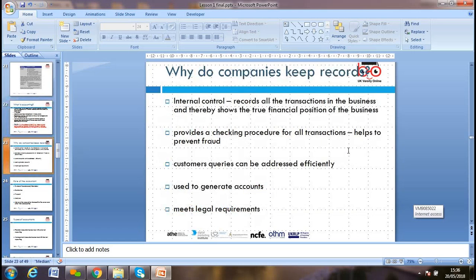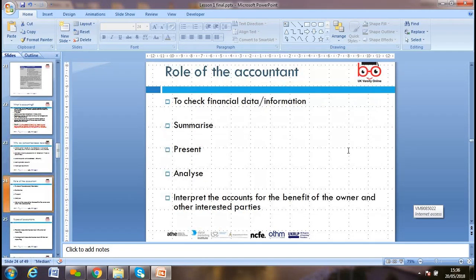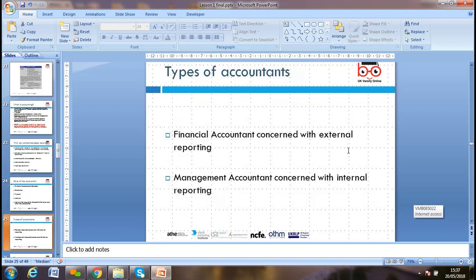Why do companies keep records? It's due to internal control: providing checking procedures for all transactions, helping to prevent fraud, so customer queries can be addressed, and to generate accounts and meet legal requirements. Okay, the role of the accountant: to summarize, present, analyze, and interpret the accounts for the benefit of the owner and other interested parties. Interested parties means the stakeholders who have any interest in the business. So the accountant's job is to summarize, present, analyze and interpret financial information, and that will help the interested parties, meaning stakeholders. Any question, Daniel?